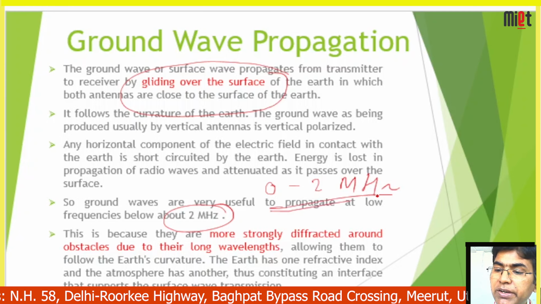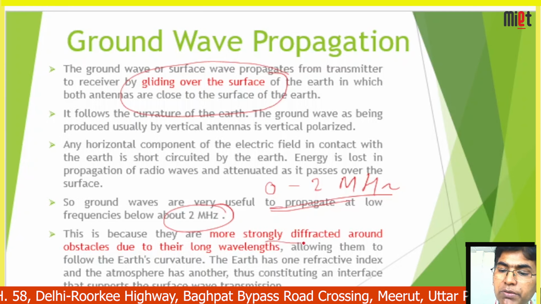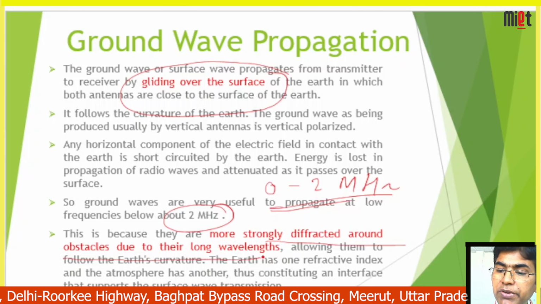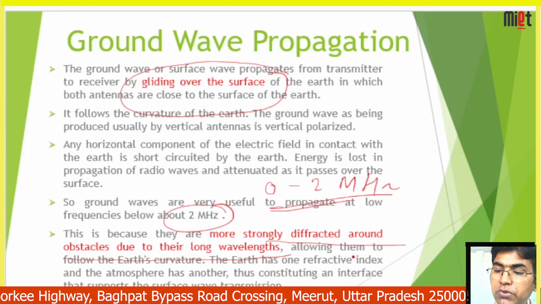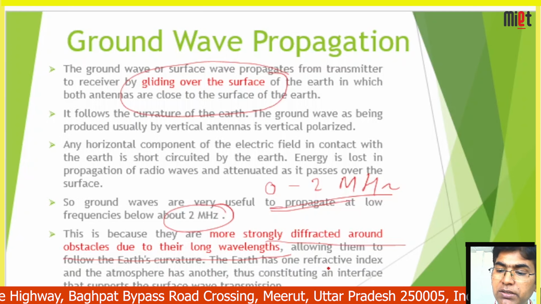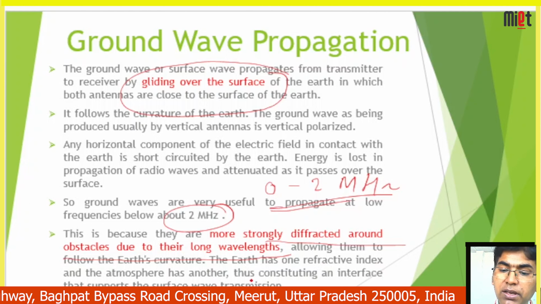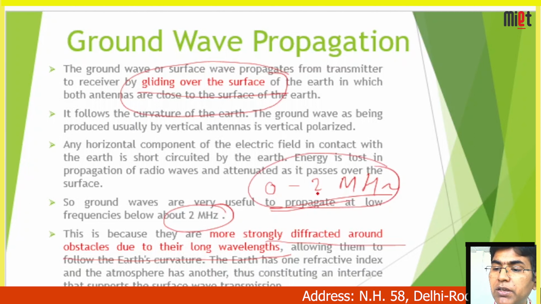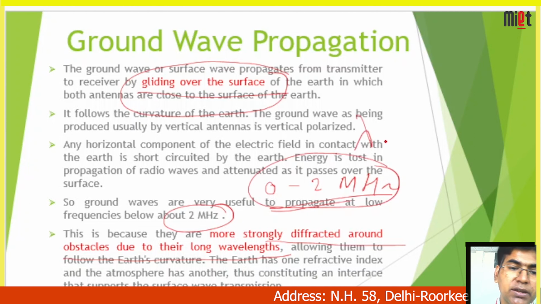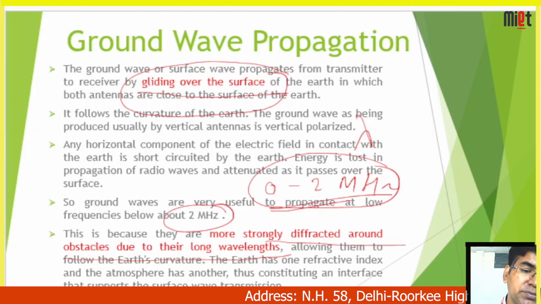They are more strongly diffracted around obstacles due to their long wavelengths, allowing them to follow the Earth's curvature. The Earth has one refractive index and the atmosphere has another, thus constituting an interface that supports surface wave transmission. So this was all about ground wave propagation. In ground wave propagation, the wave glides over the surface of the earth. The frequency range is 0 to 2 megahertz. If frequency is low, lambda will be high. If lambda is high, it can easily cross the obstacles available in the way.